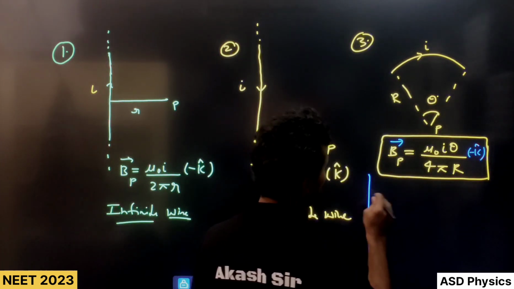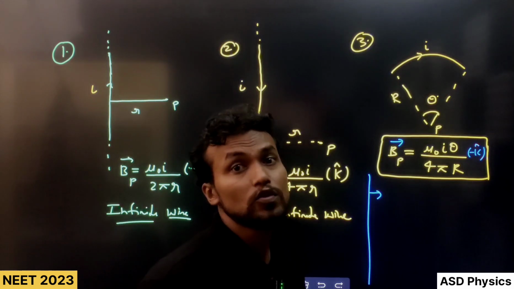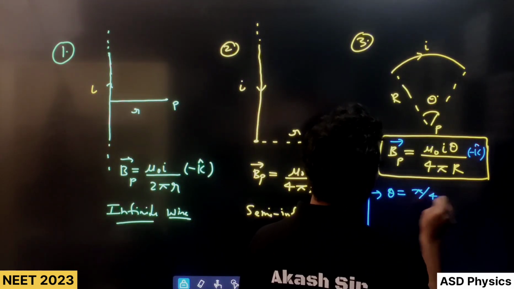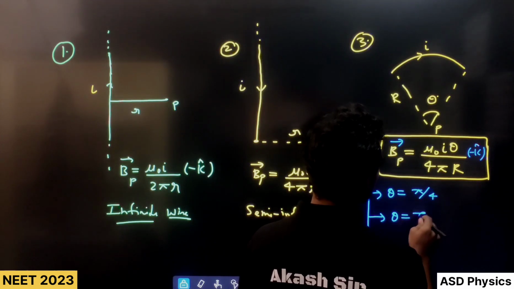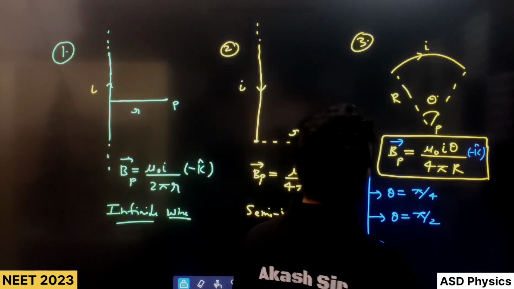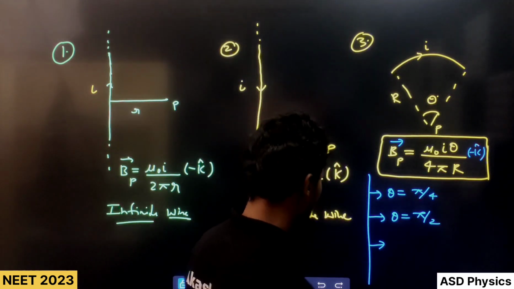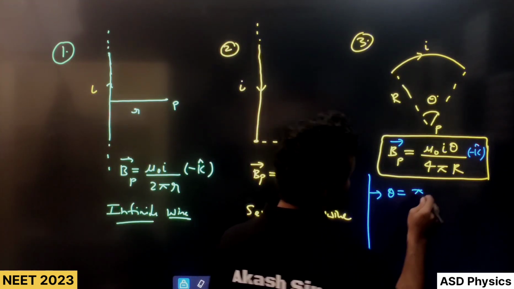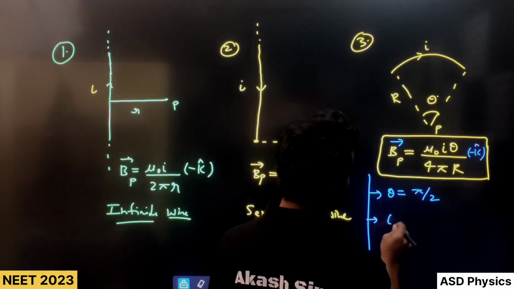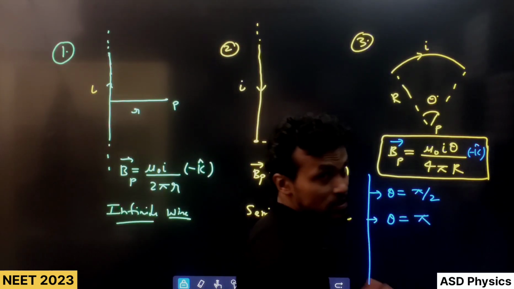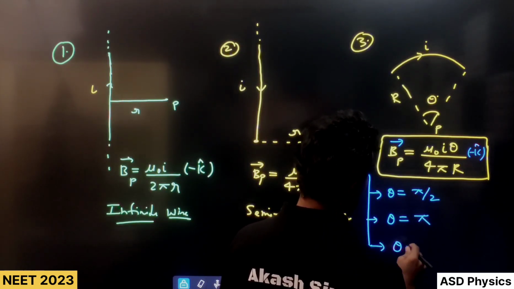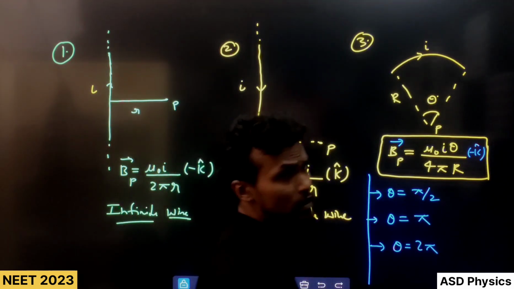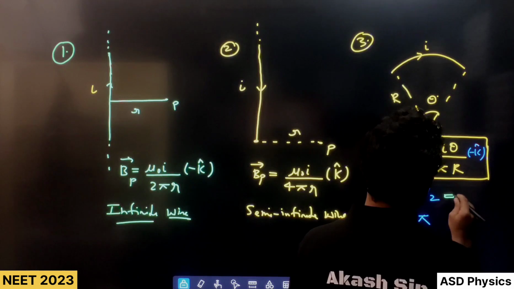And depending upon the situation, if this is a quarter coil, that time we have to put theta equal to pi by 4. Semicircular coil, theta equal to pi by 2. Going correct? No, a mistake happened. Quarter coil means the angle will be 90 degrees, pi by 2. Semicircular coil, theta is pi. And if it is a circular coil, theta is 2 pi.